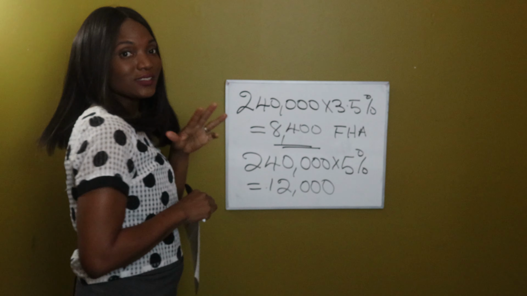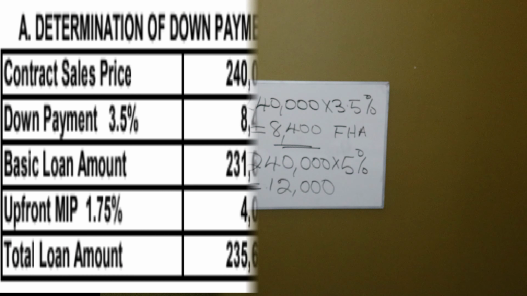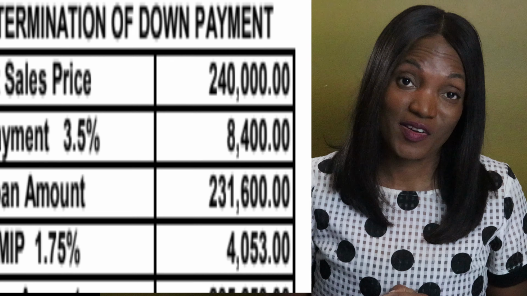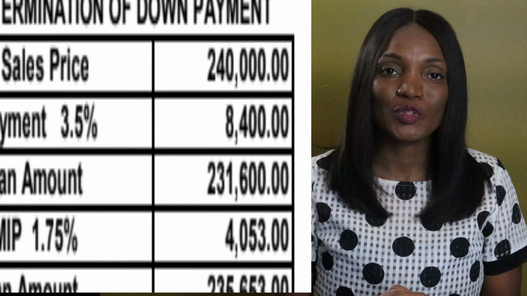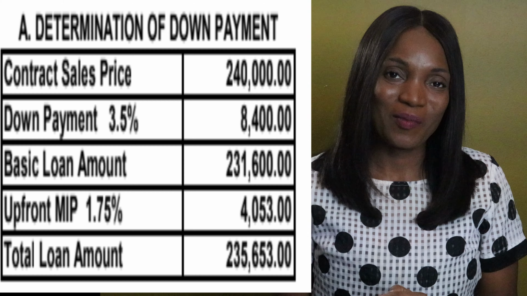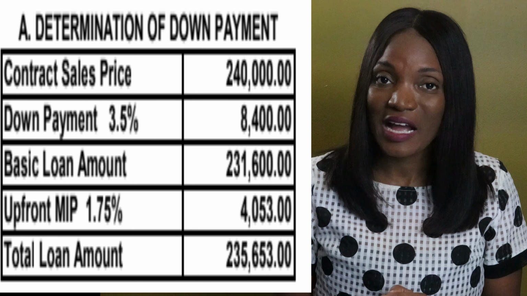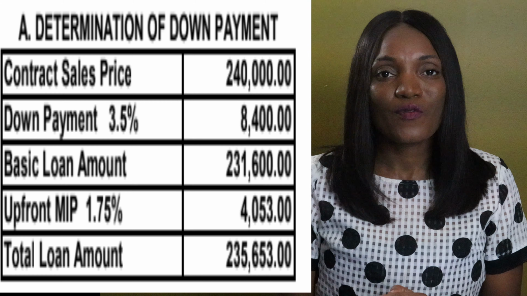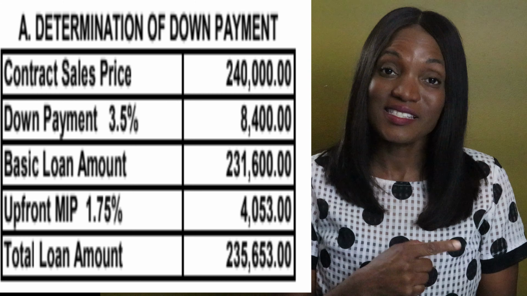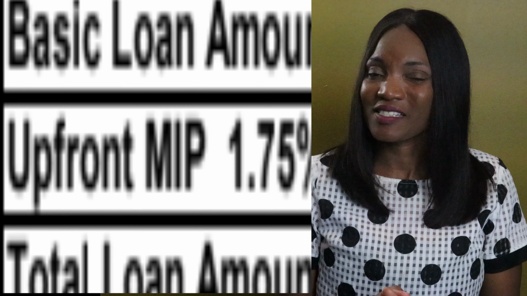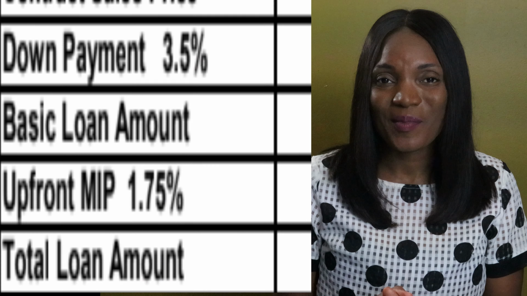All right, so let's jump into the closing costs. Now, let's get right into this actual loan estimate for this borrower who closed. We can see that this borrower purchased this home for $240,000. We already calculated the down payment, which is $8,400. So we're going to subtract that $8,400 from the $240,000, and this is the figure that we have remaining. Now you're also seeing something that says upfront MIP.